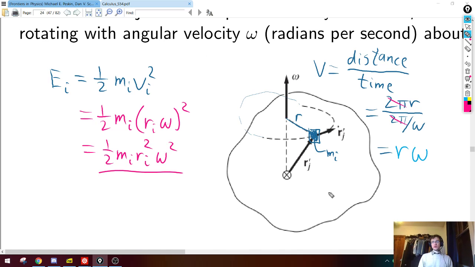We're trying to find the total energy of this object by adding up the energies of all of the little chunks. And now we know each chunk has energy E sub i equal to 1/2 m sub i r sub i squared omega squared. So now all that remains is to add them up. Let me zoom out so you can see what the sum looks like when you add them up.